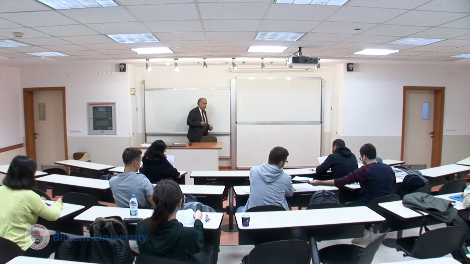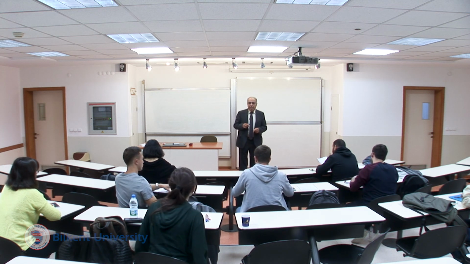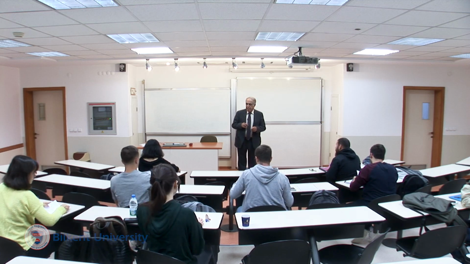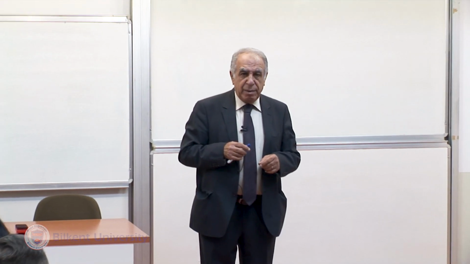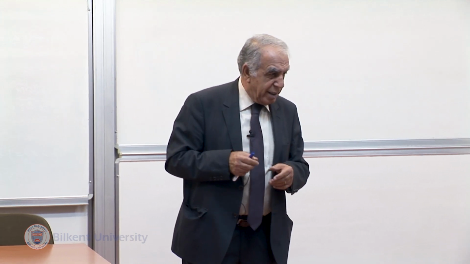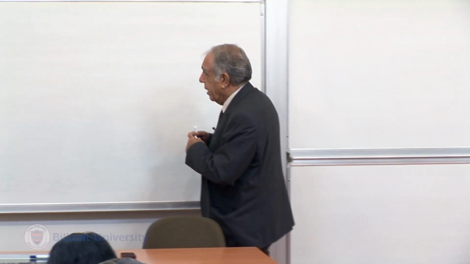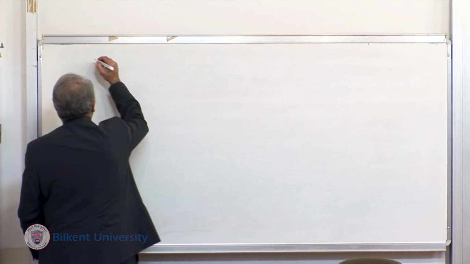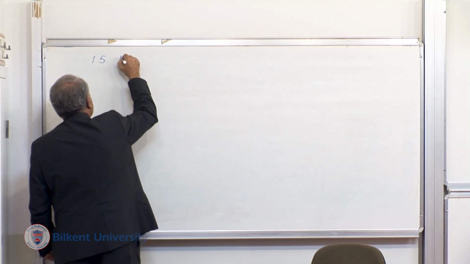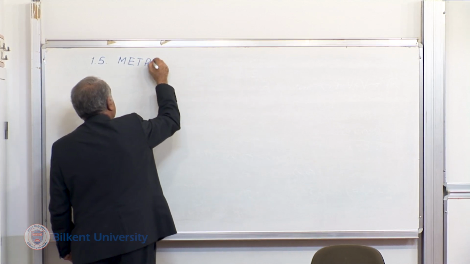Now, after having introduced the generalizations, the abstractions of inner product spaces and normed spaces, we were just at the brink of introducing the generalized distance, the notion of a metric. So we'll start with that. That's 1.5. It's about metric spaces.